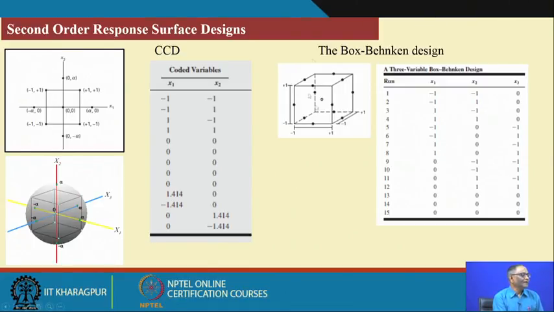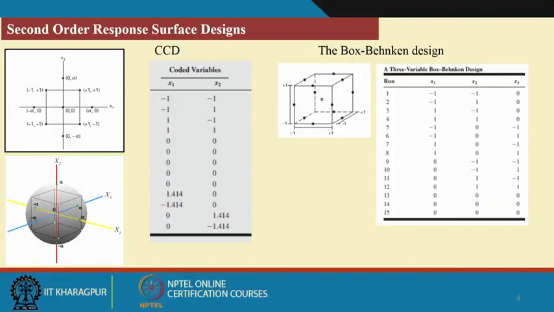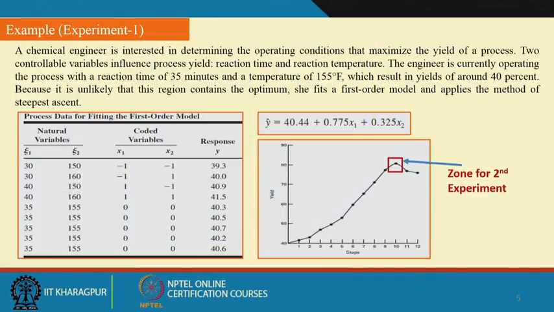In case of a 3 factor case, you may go for the Box-Behnken design, which we also discussed in the last class. For the time being, we will use the central composite design and bring the same example that we discussed in the last lecture when we were dealing with the first order response surface.